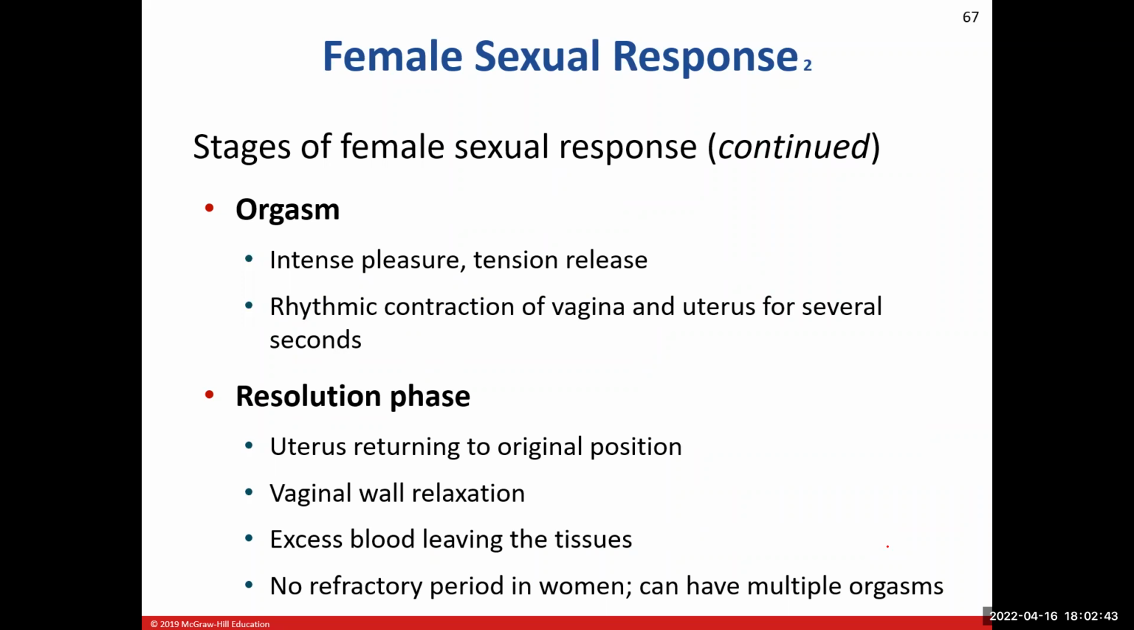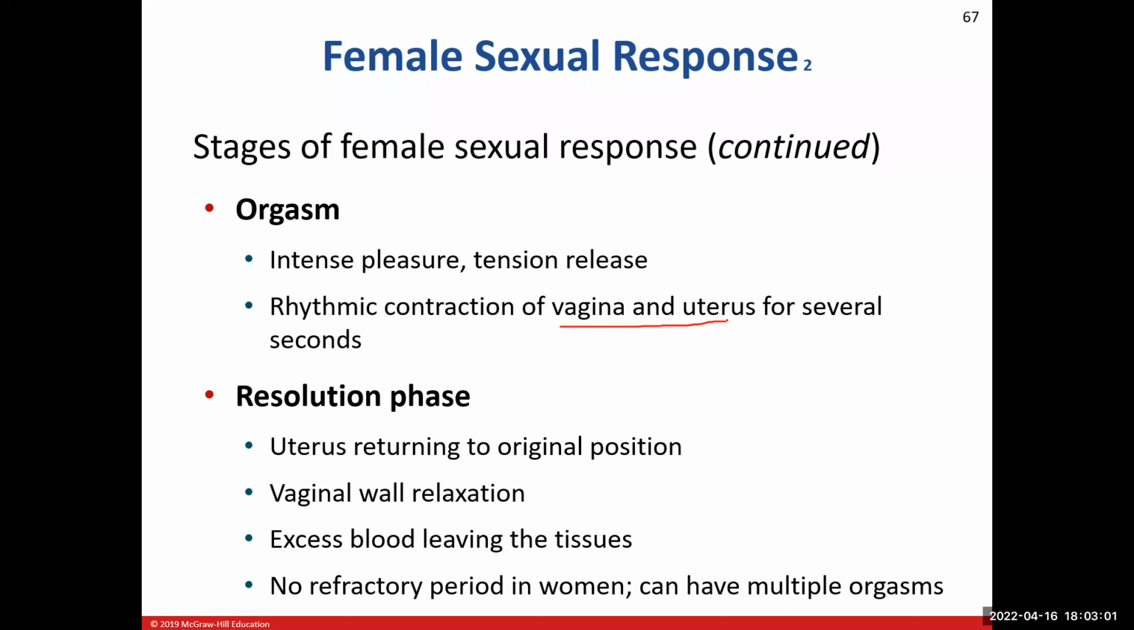Then the next stage is orgasm. During this period, the female will experience intense pleasure, also a sensation of release, and this causes contraction of the vagina and the uterus. This will occur over a period of time. Again, it's to help promote movement of the sperm.